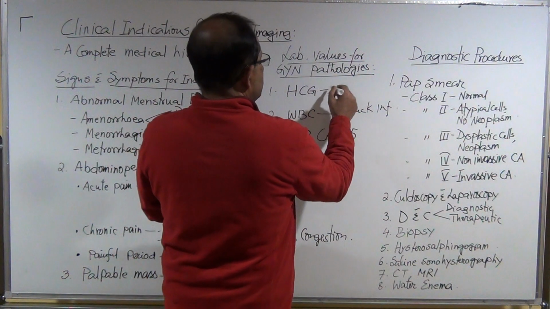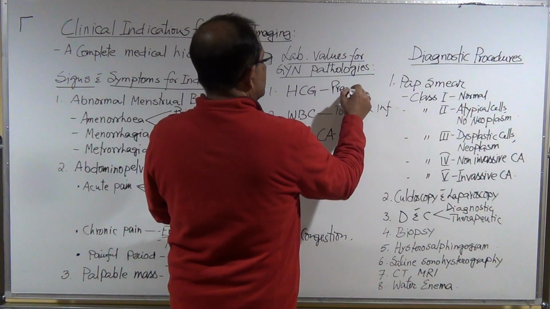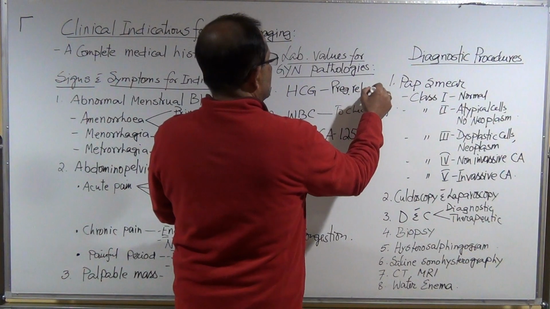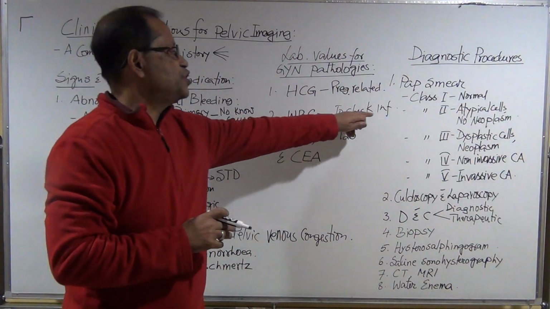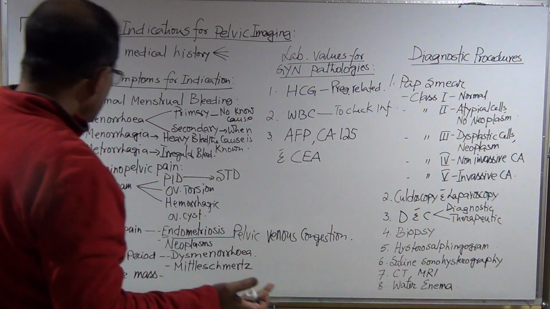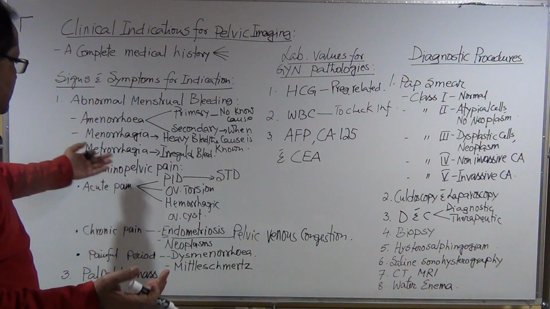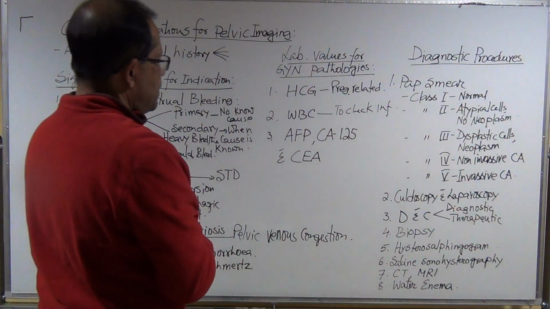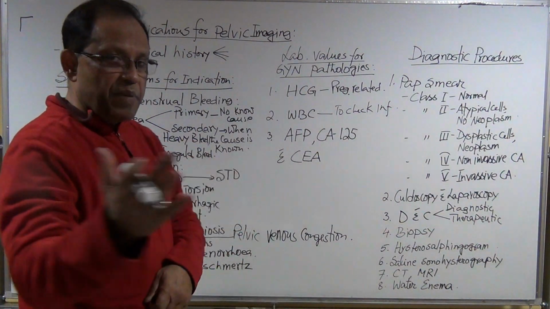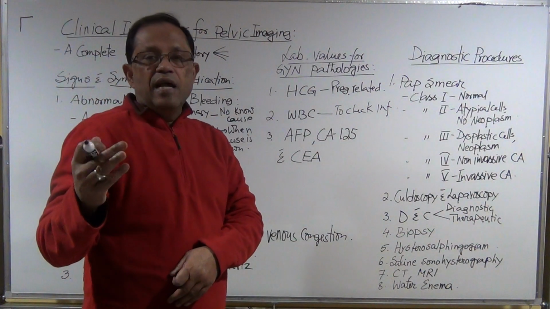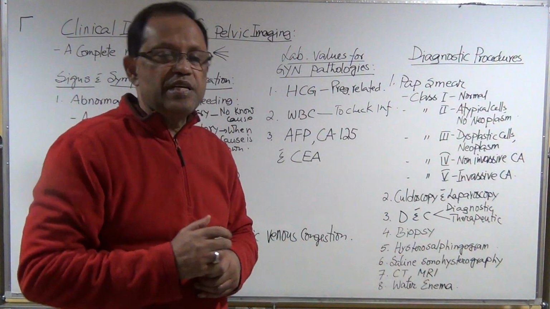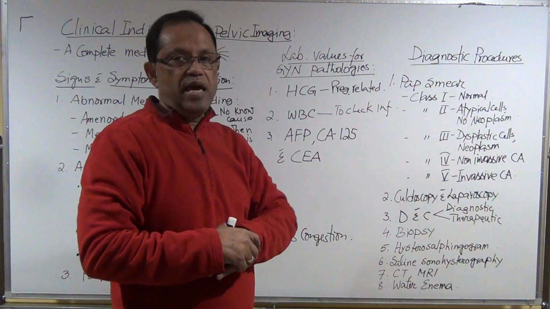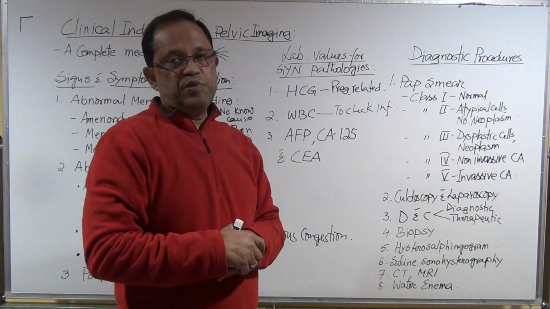And beta HCG, pregnancy related. And WBC to check for infection in order to rule out PID. Okay? Sometimes the patient may come with a tubo-ovarian mass, tubo-ovarian abscess, TOA.